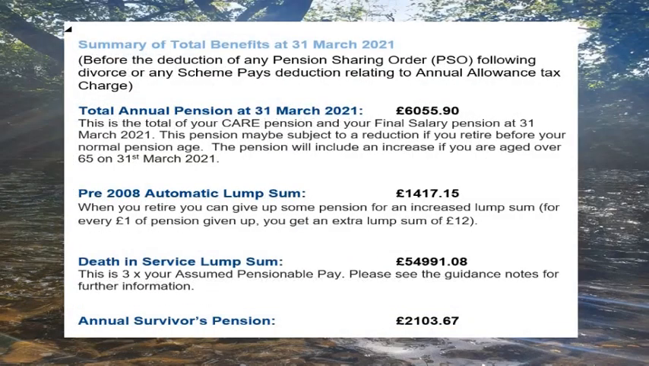This section shows you the value of your benefits as at the 31st of March 2021. It does not include any deductions for a pensions sharing order following divorce, or any scheme pays deduction relating to annual allowance tax charge. It also does not include any underpin protection, which is in place to ensure that you would get a pension at least equal to the pension you would have got had the scheme not changed in April 2014. The underpin applies to you if you were an active member as at the 31st of March 2012 and within 10 years of your normal retirement age.